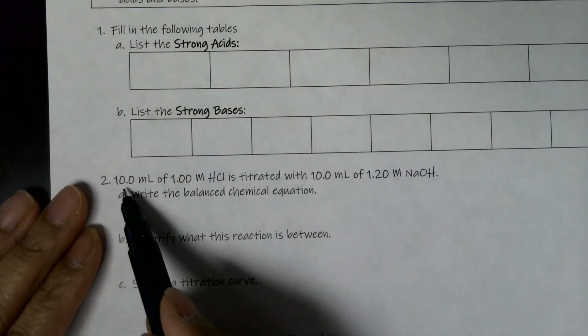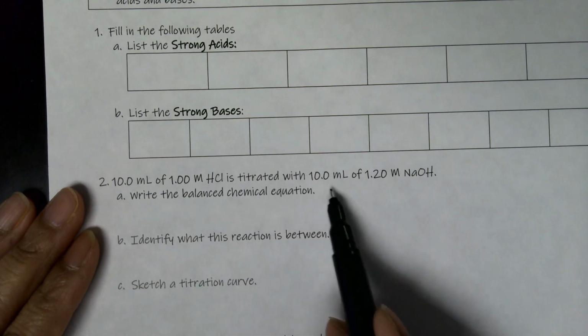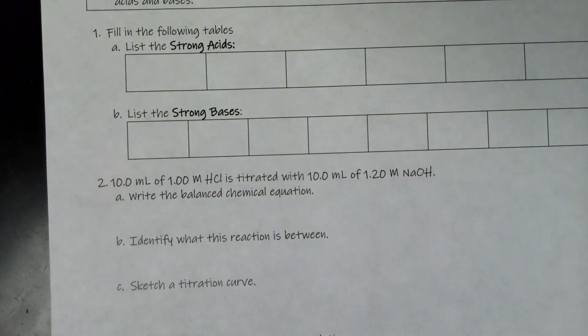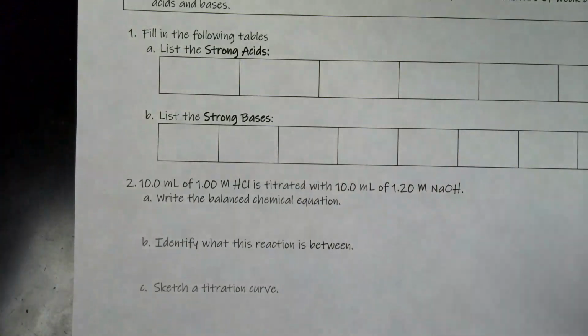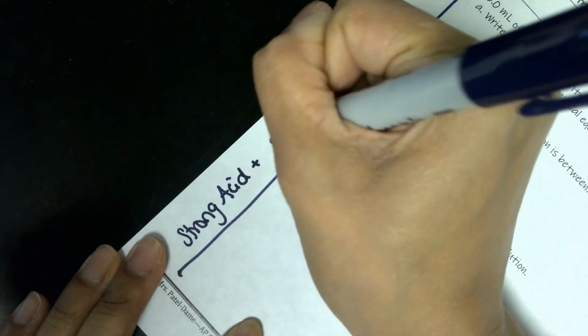This first question: 10.0 milliliters of 1.00 molar HCl is titrated with 10 milliliters of 1.20 molar NaOH. So this one is going to be a strong acid and strong base. Go ahead and label that for yourself somewhere in here. We're going to do a bunch of different categories, so make a note and make it obvious that this section is strong acid plus strong base.